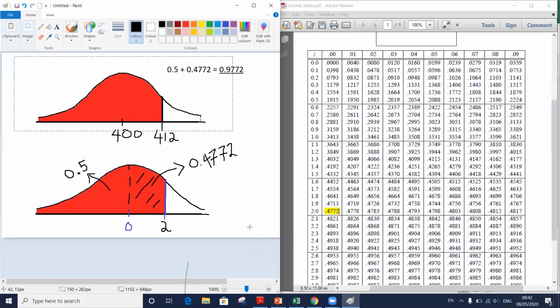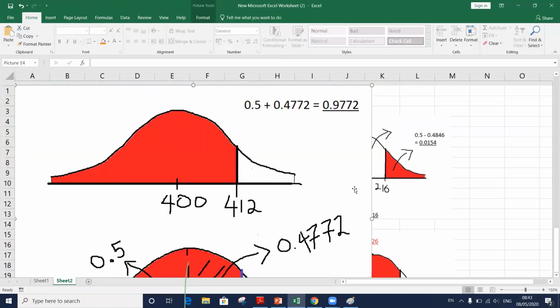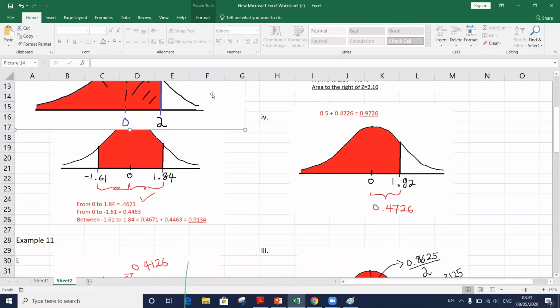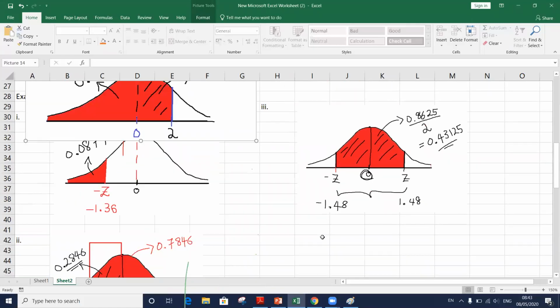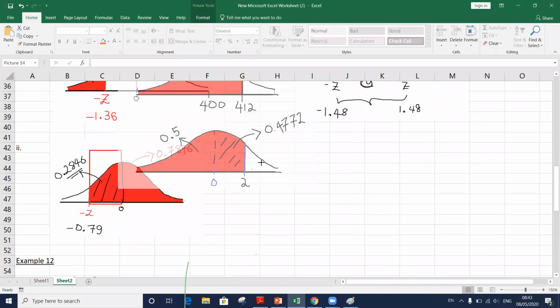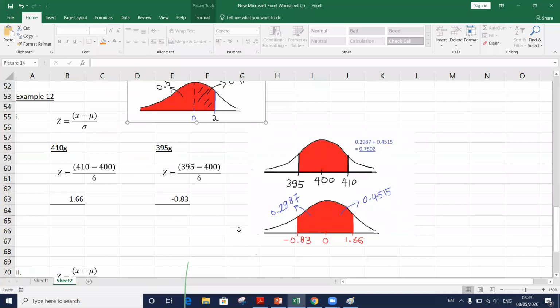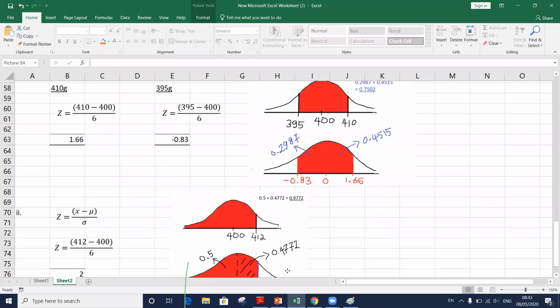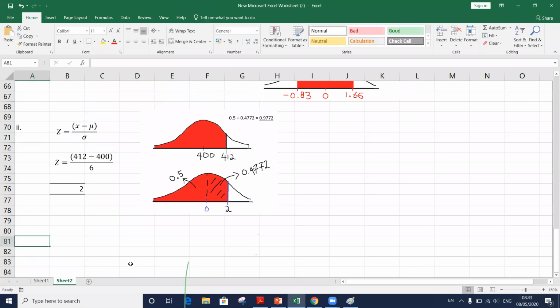This is the answer for part 2. The answer for part 2. Part 3.